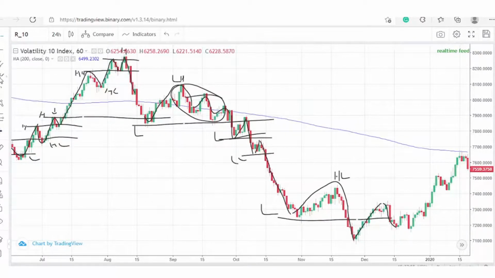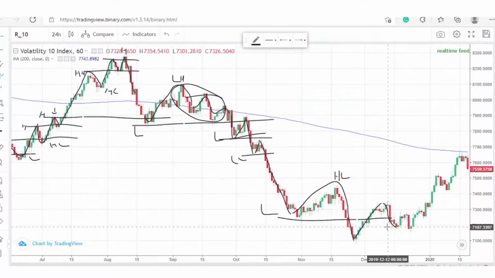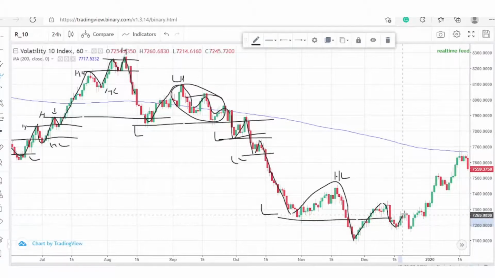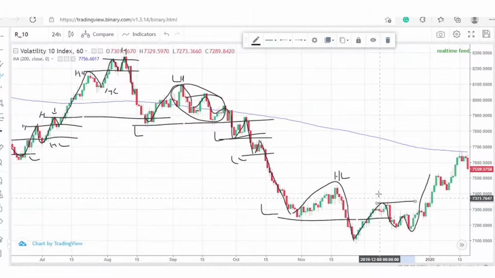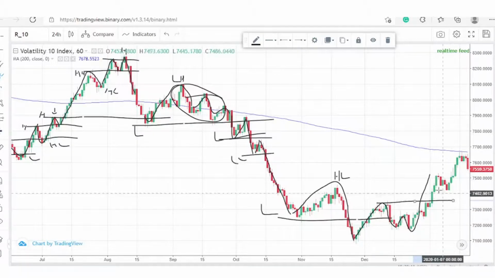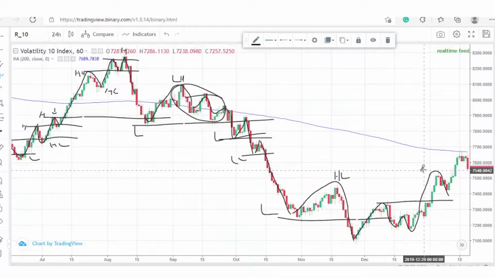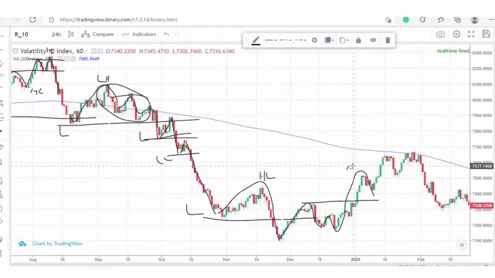Okay, let me just do this. Sorry about that. So the market formed a double bottom in this area and went down, violating this higher low. Okay, so once the higher low was violated, the market came to create a high in this area, and created a higher low here.